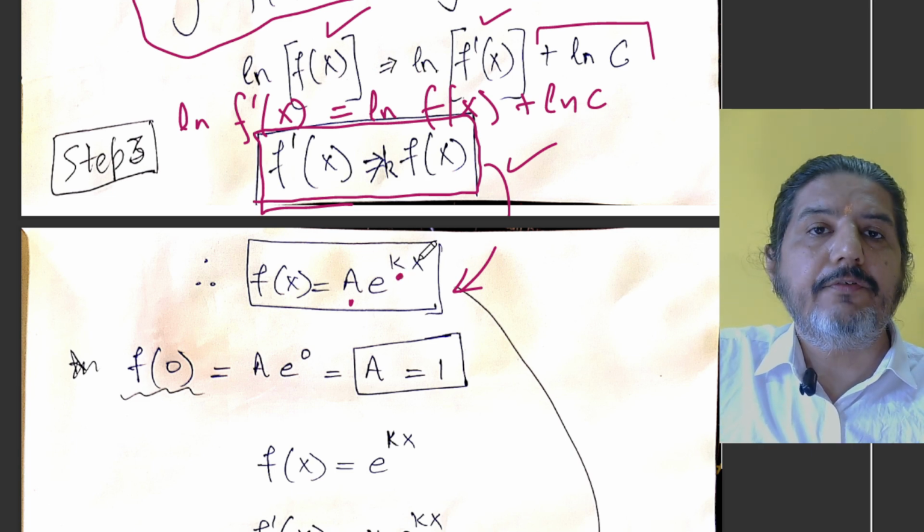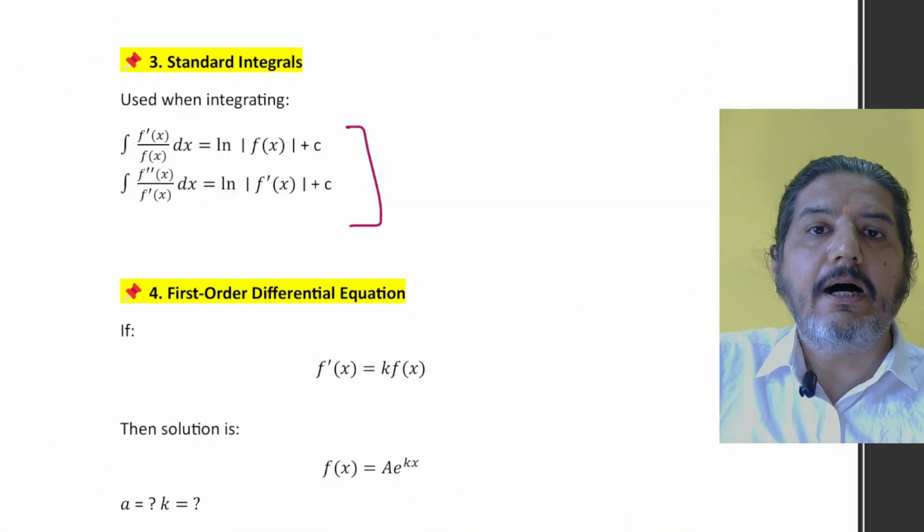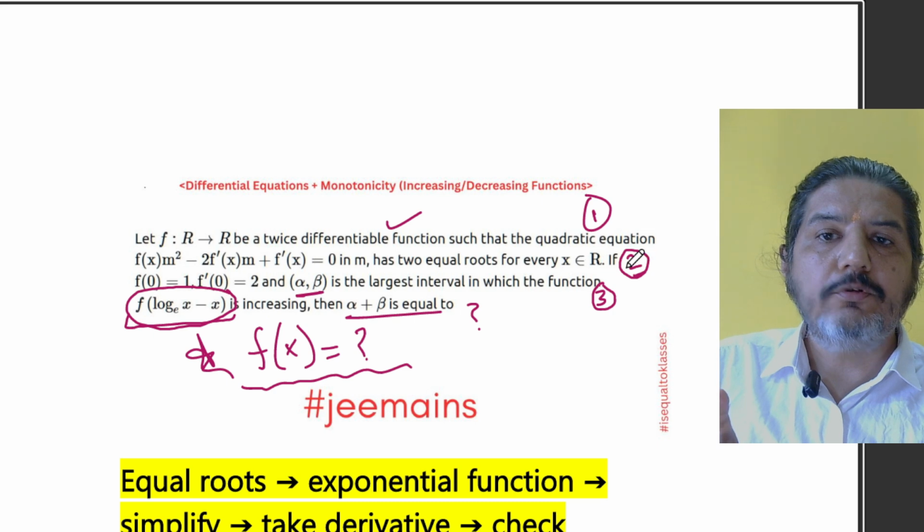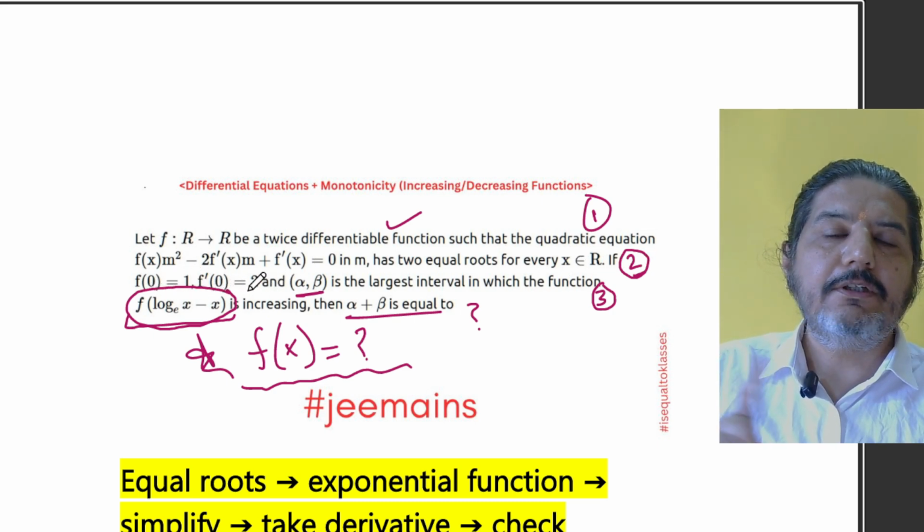How do I find the value of a and k? For that, I go back to the question again and I realize that the second input that I had was that f of 0 is equal to 1 and f dash 0 is equal to 2. Now I'll be using these two inputs.